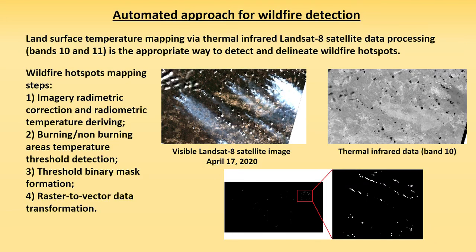Considering hotspots and wildfires themselves, Landsat thermal infrared data obtained by the TIR sensor was processed. The main factor for imagery selection was the smoke trail observed from preview images. Surface temperature was estimated, as well as the temperature threshold between burning and non-burning areas. The threshold binary mask for burning areas was formed.